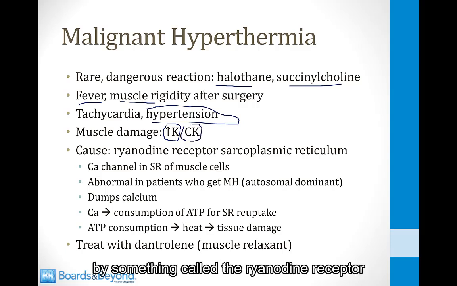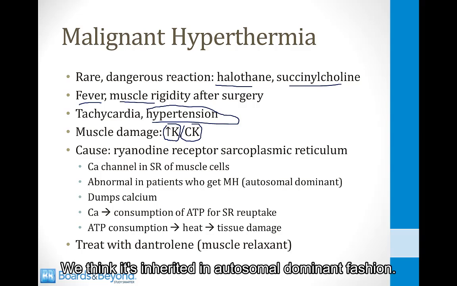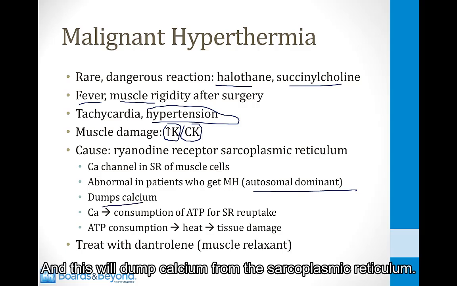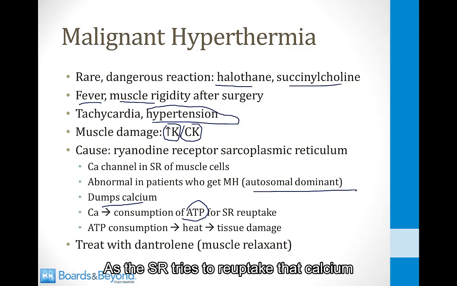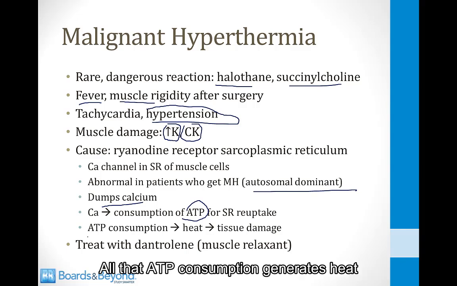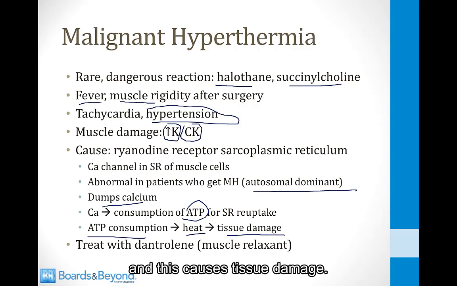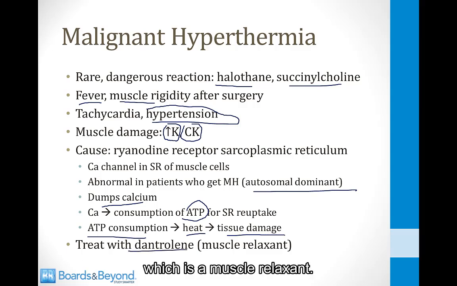We think this is caused by something called the ryanodine receptor in the sarcoplasmic reticulum. This is a calcium channel in the sarcoplasmic reticulum of muscles, and it's abnormal in patients who get malignant hyperthermia. We think it's inherited in an autosomal dominant fashion. And this will dump calcium from the sarcoplasmic reticulum, and the calcium will lead to extensive consumption of ATP as the SR tries to reuptake that calcium. Remember, the sarcoplasmic reticulum stores calcium in cells. All that ATP consumption generates heat, and this causes tissue damage, and that's why patients get high fever from this, and it's treated with dantrolene, which is a muscle relaxant.